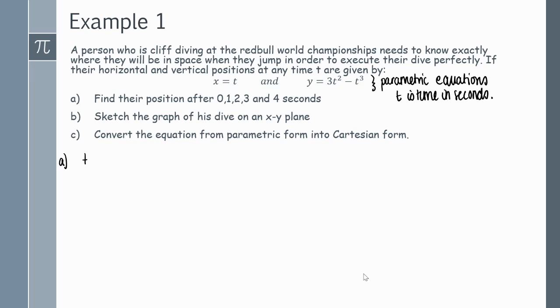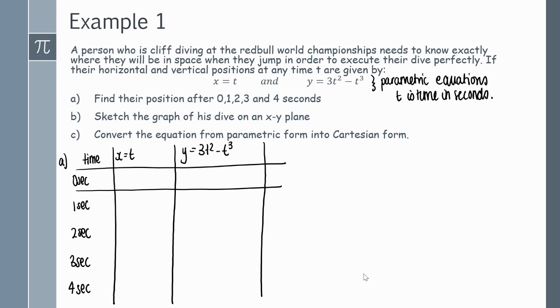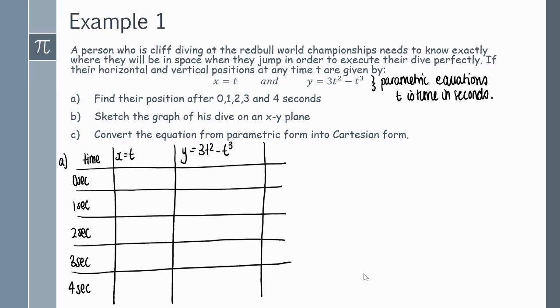First part, find the diver's position after 0, 1, 2, 3, and 4 seconds. So what we do is we create a little table with time, or t, in one column. We have x in the next column, and we know that our equation for x is x equals t. And in the last column, we have y equals 3t squared minus t cubed. What we simply do is substitute the values of t, 0, 1, 2, 3, and 4, into the x and y coordinates to figure out where the person is at that particular point in time.